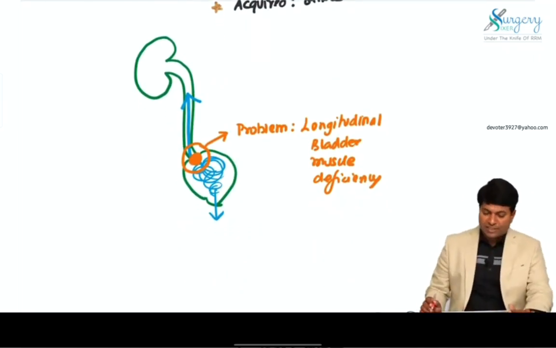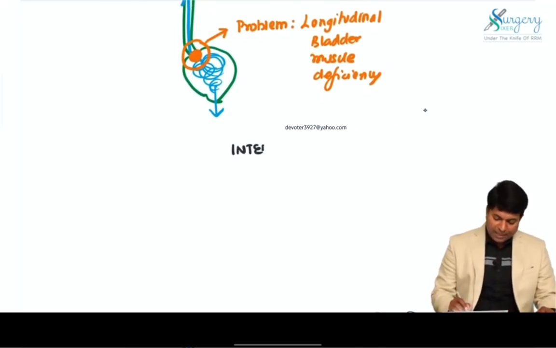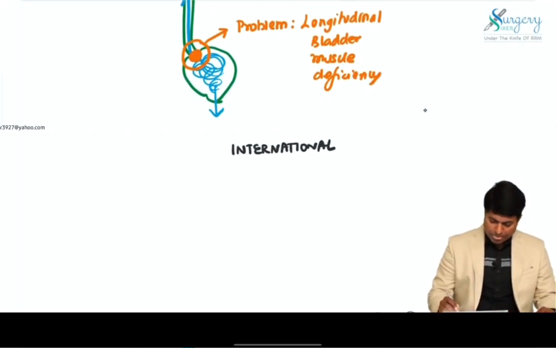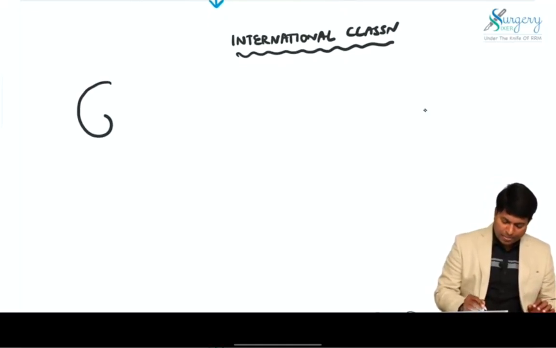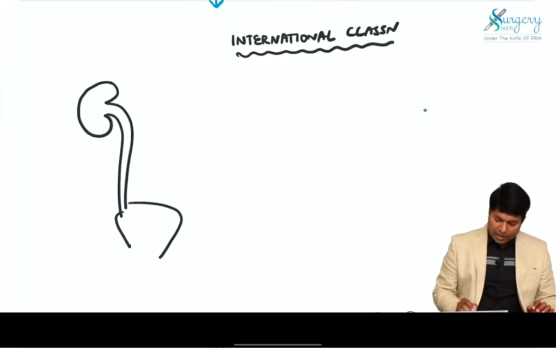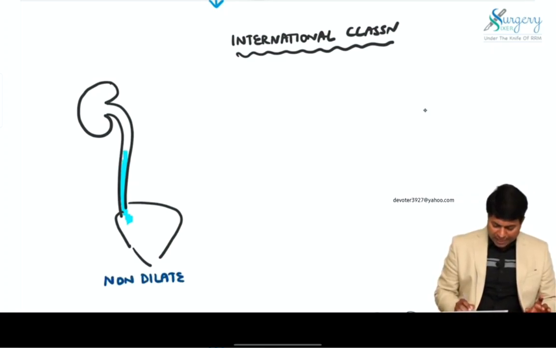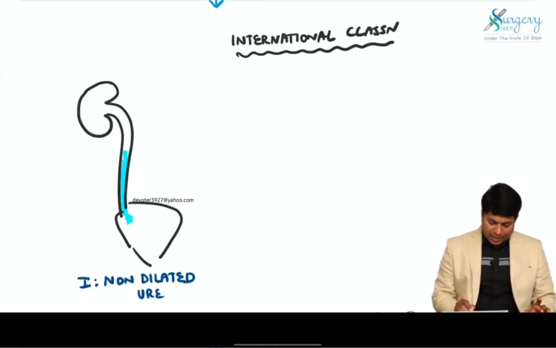That reflux is known as vesicoureteric reflux, and there is an international classification system. Very simple. This is a kidney, this is ureter, bladder. Grade 1 is reflux into a non-dilated ureter. Non-dilated ureter getting a reflux is grade 1.